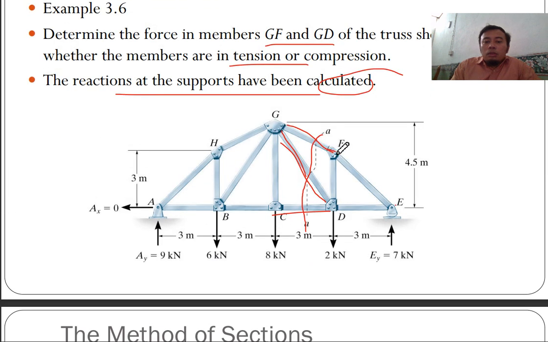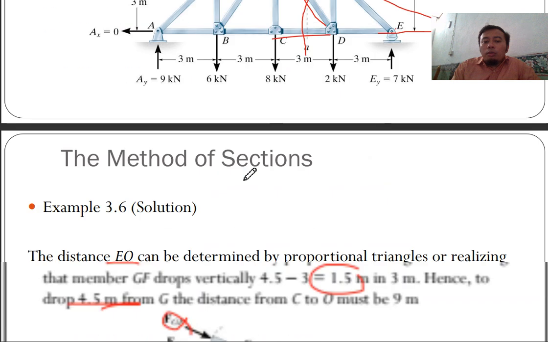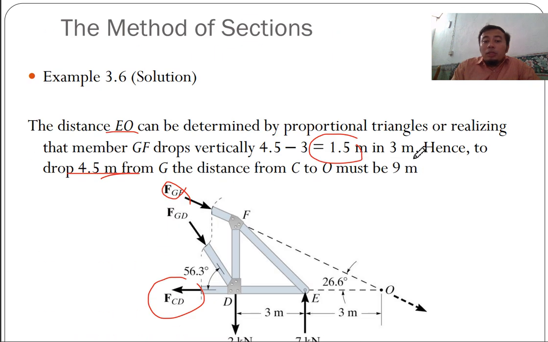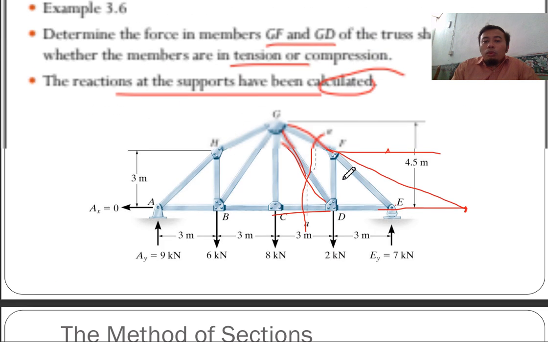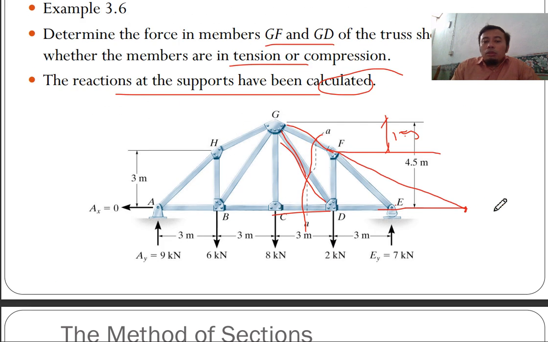So this is a proportional triangle. So this is O. So G to F drops by this value, 4.5 minus 3 meters. So this value is 1.5 meter. So G to F drops 1.5 meter in 3 meter. So a drop of 4.5 from G, to the distance from C to O, from C to O, this distance.